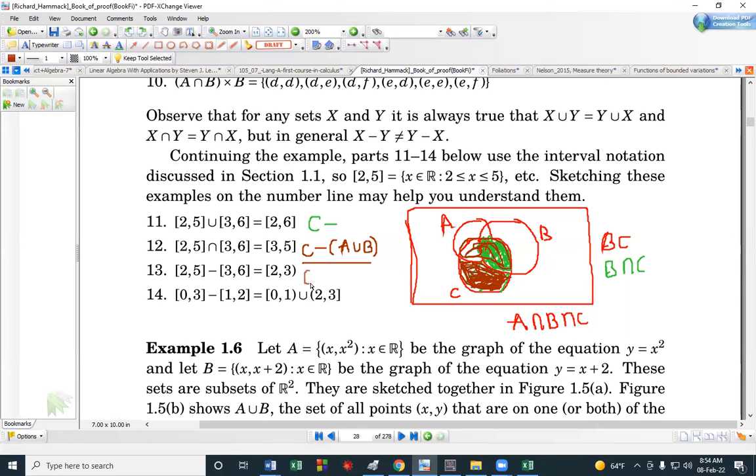Like if I subtract C minus A intersection C, the A intersection C part is excluded, and at the same time, if we exclude B intersection C, we'll get the same thing again. Let's put an extra bracket here.